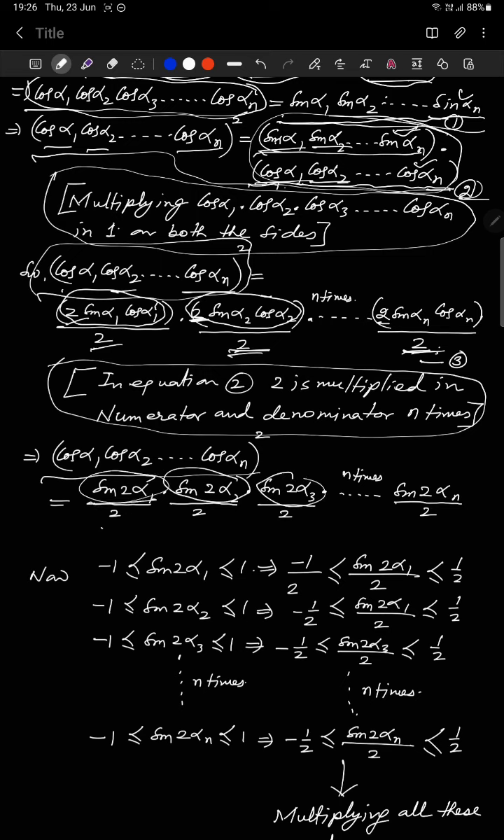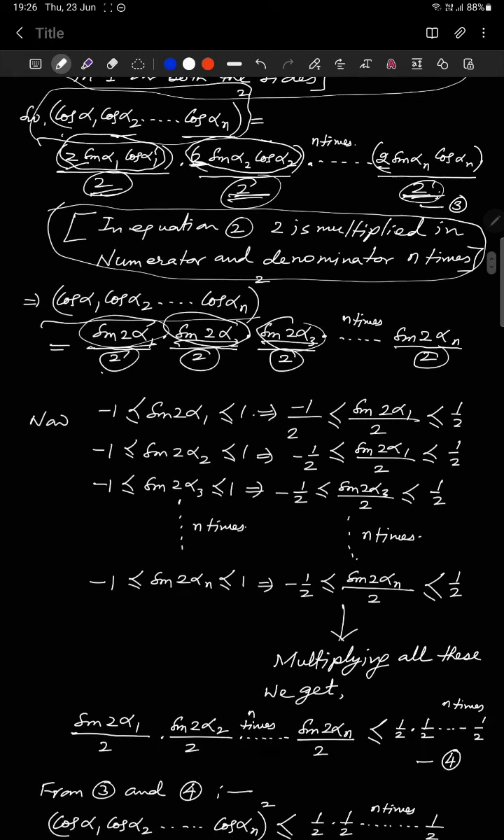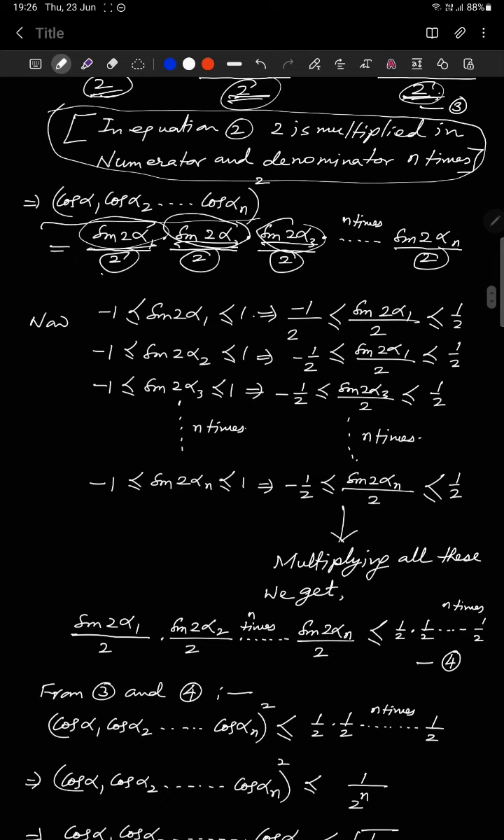Alright, sin 2 alpha 1, sin 2 alpha 2, sin 2 alpha 3 up to sin 2 alpha n, and in the denominator these 2's, which are n in number, are written below each sin 2 alpha 1, sin 2 alpha 2, and so on up to sin 2 alpha n. Alright, I hope you have understood, all of you.